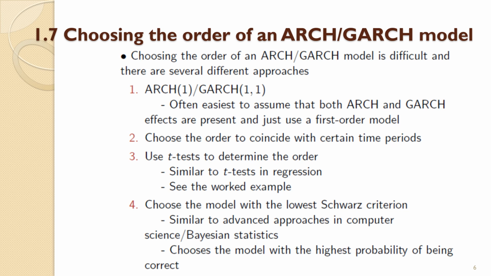You can also use t-tests to determine the order, similar to t-tests in regression, and there's a worked example on this later in the lecture. You could also choose the model with the lowest Schwarz criterion, and this is perhaps the most advanced approach considered in these lectures. This is similar to advanced approaches in computer science and Bayesian statistics, and the idea is that if you choose the lowest Schwarz criterion value, or BIC value, this in fact chooses the model with the highest probability of being correct.